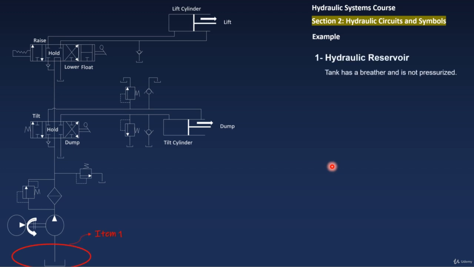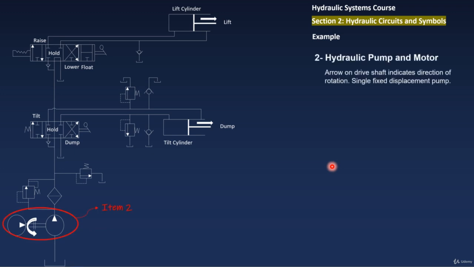The first item we are seeing here is the hydraulic reservoir or oil tank. And from this symbol, we can easily realize that it has a breather and it is not pressurized. Not pressurized because it is an open rectangle. For a pressurized tank, it will be a closed rectangle.